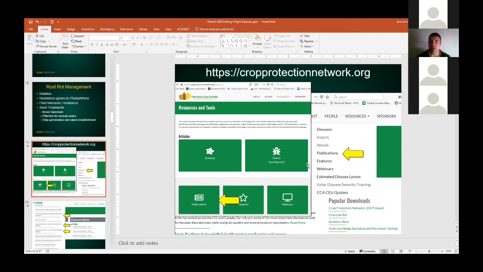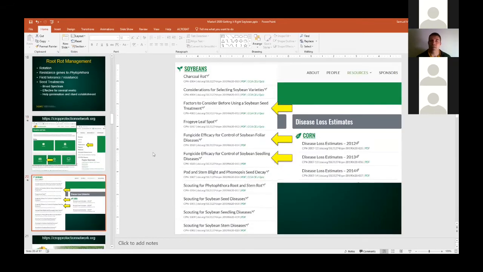And publications, I'll show some down here. You get there by clicking on the resources. So go to Crop Protection Network, click resources, and you'll see publications drop down or publications here. And I'm going to show you a couple of publications. So there are 3 yellow arrows here.